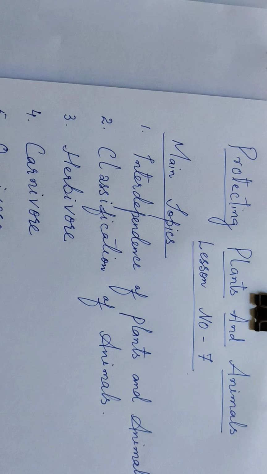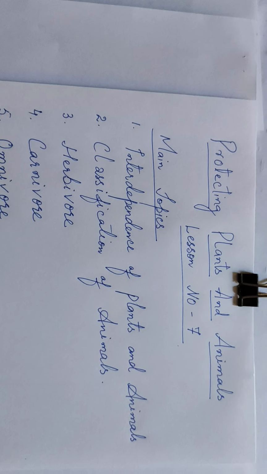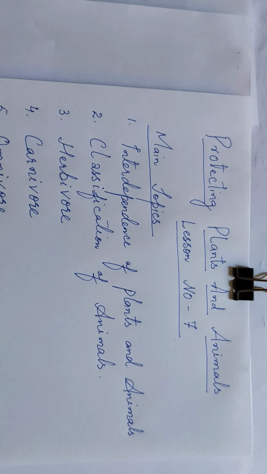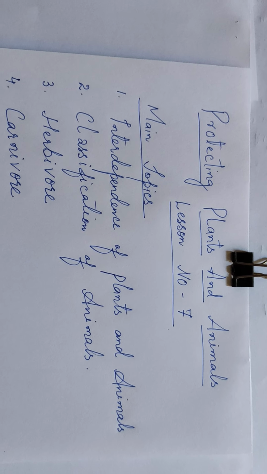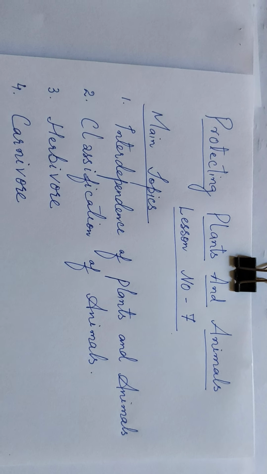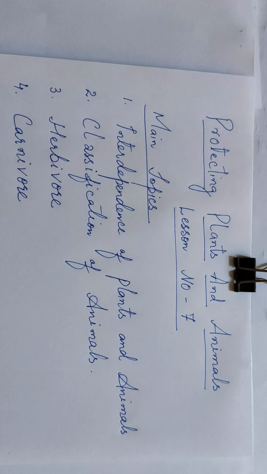Animals also depend on plants for their food. Plants also depend on human beings and animals for carbon dioxide. So there is interdependence between plants and animals. And the next topic is the classification of animals.